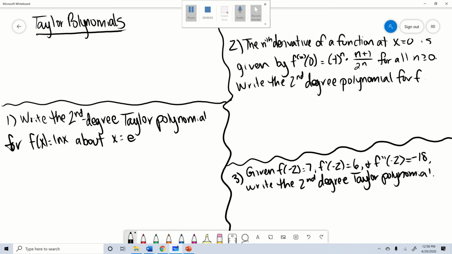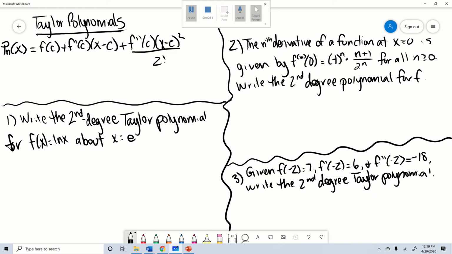All right, so one of the things we need to be able to do for the AP exam is to write a Taylor polynomial. So for a Taylor polynomial, in general, if you want the nth degree Taylor polynomial at some value c, you're going to do the function value at c plus the derivative value at c times x minus c plus the second derivative at c times x minus c squared all over 2 factorial.